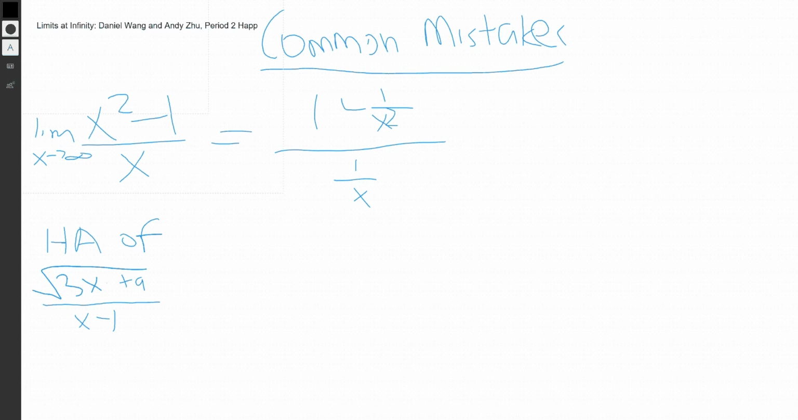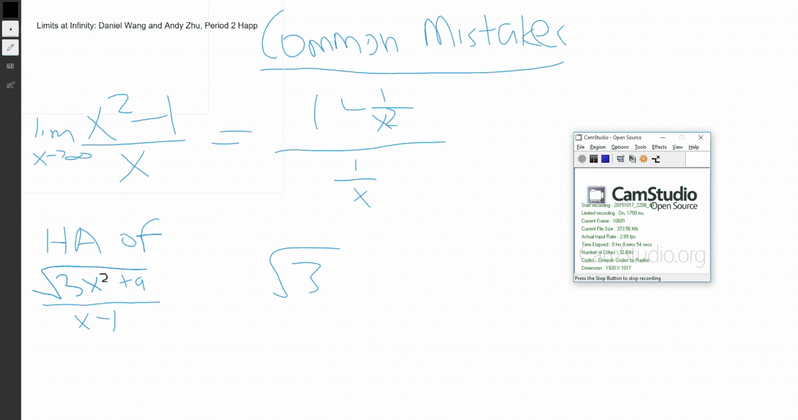Another common mistake is with horizontal asymptotes. As demonstrated in Daniel's question, we have the function square root of 3x squared plus 9 all over x minus 1. The common mistake here is solving correctly for the square root of 3, as Daniel did, but forgetting the negative. If you forget the negative, then you only have one asymptote, which is incorrect. You have to include x approaches negative infinity, so you can get both.